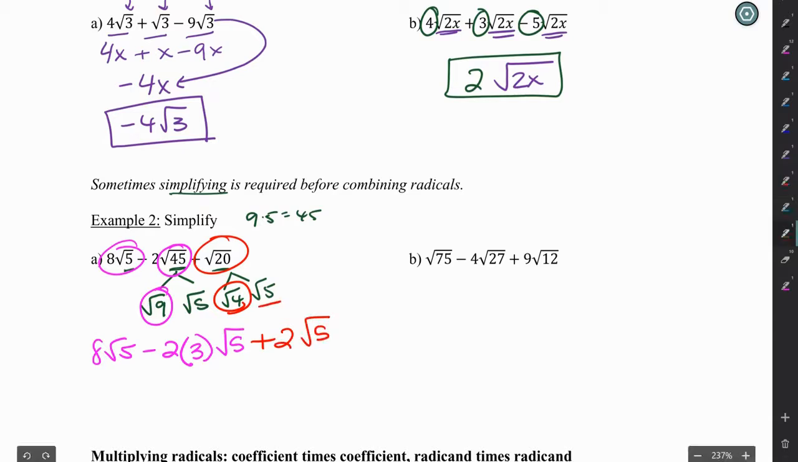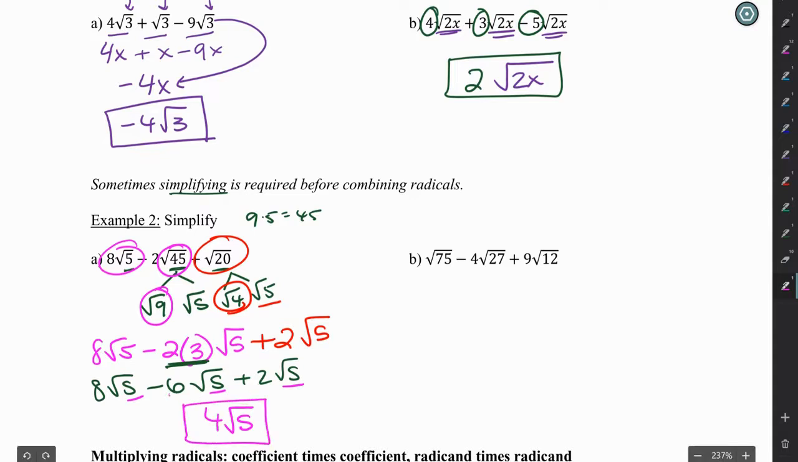In our next step, I have 8 root 5, just copying that down, minus 2 times, now instead of the root 45, the square root of 9 is 3, and then I copy down the root 5 because that doesn't simplify. Then for the back part, the root 20 is plus the square root of 4, which is 2, and we copy down the root 5. Before we continue with the adding and subtracting, we first have to do 2 times 3 here. So we get 8 root 5 minus 6 root 5 plus 2 root 5. Now, they are all root 5, so we can write that down first. And now just combine the numbers. 8 minus 6 is 2. 2 plus 2 is 4. So our answer is 4 root 5.